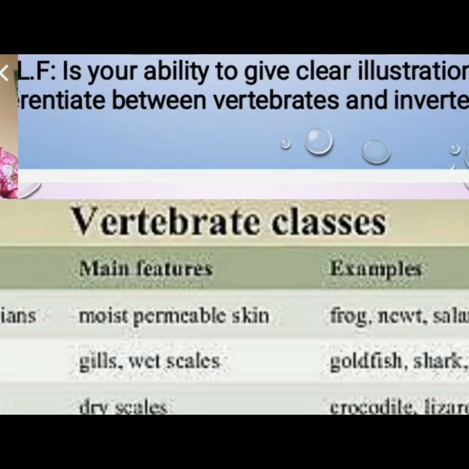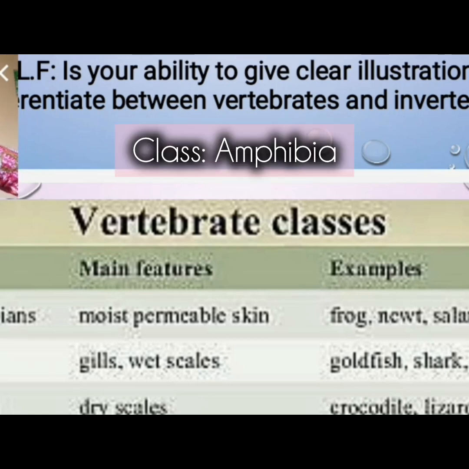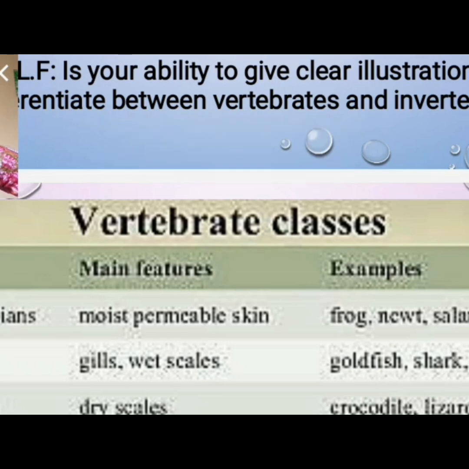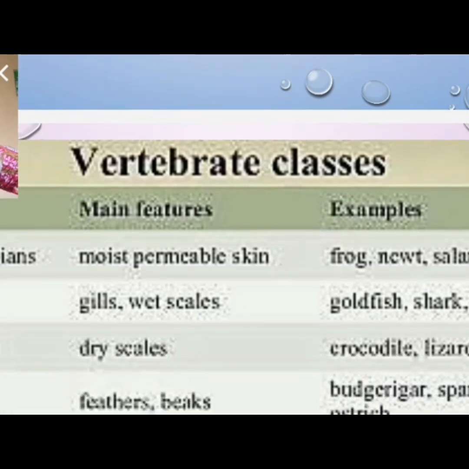We have the class Amphibia. We call them amphibians. Their main feature is that they have a moist, permeable skin. Their skin is always wet. Examples are frogs, newts, and salamanders. We also have the caecilian, and we have the toad as a member of this family.